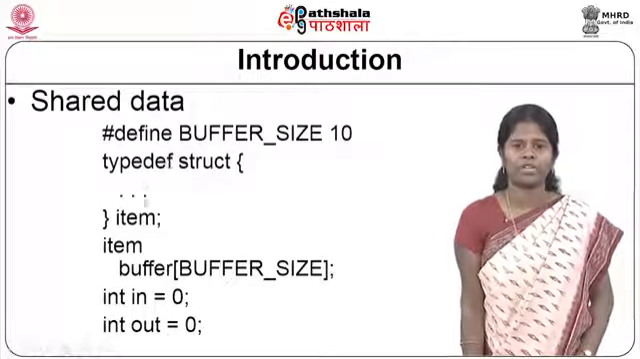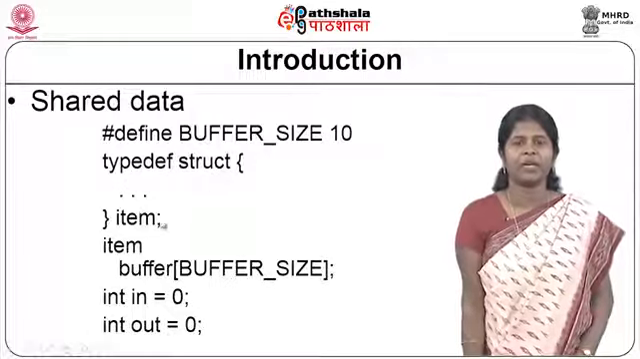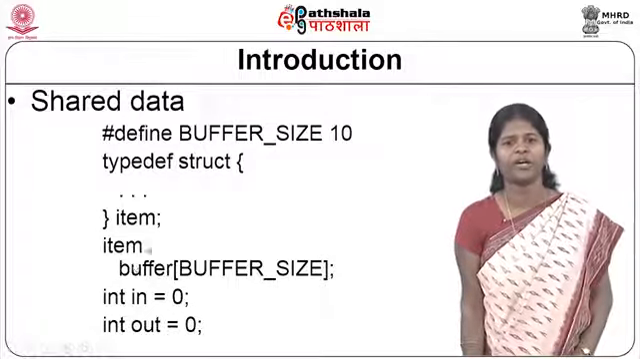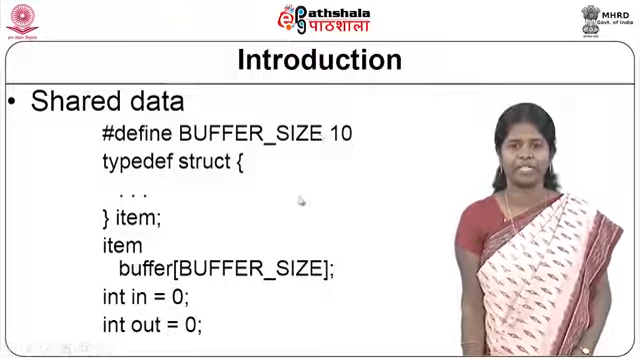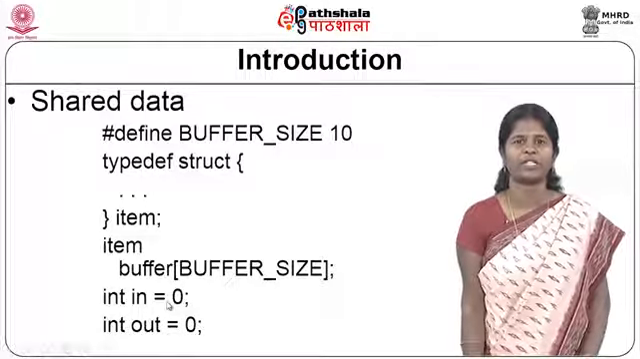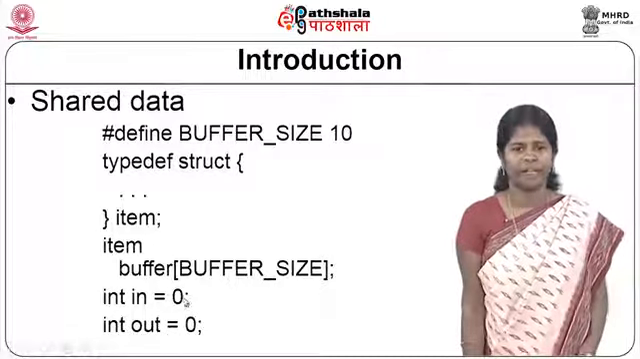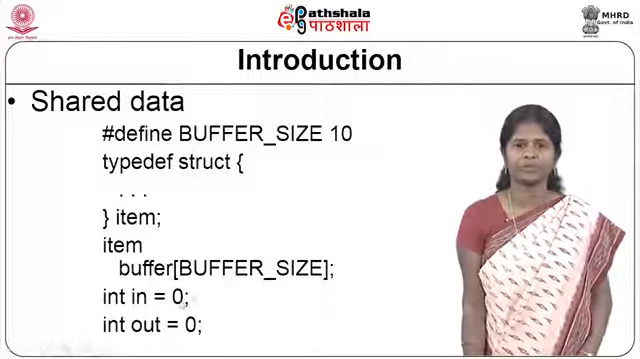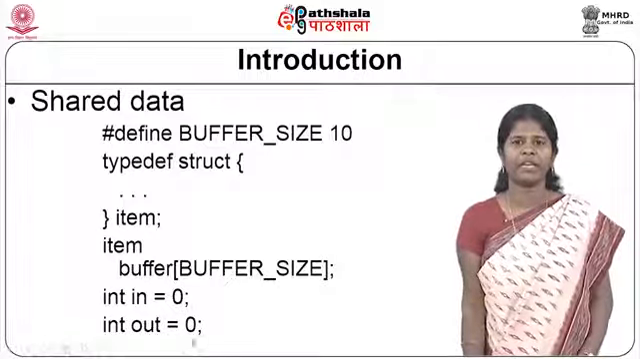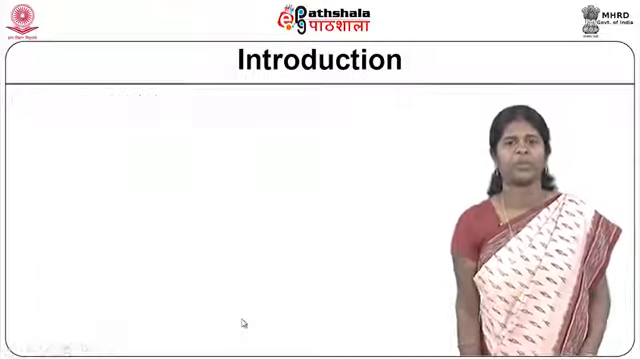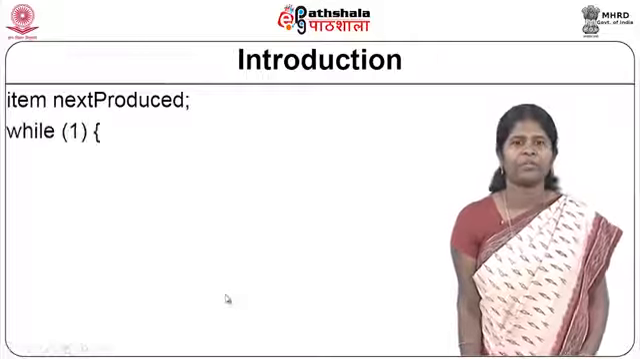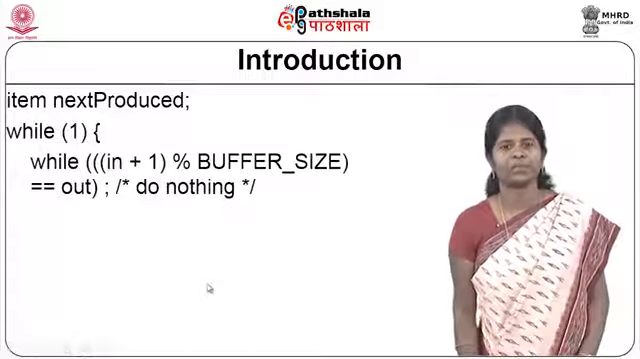You have shared data, you have an item and you have a buffer in which items can be placed. The size of the buffer is defined as 10. And you have two pointers, in and out, which are initialized to 0. So, initially in and out point to the same location, that is equal to 0, and then the producer produces items and places them into the buffer.